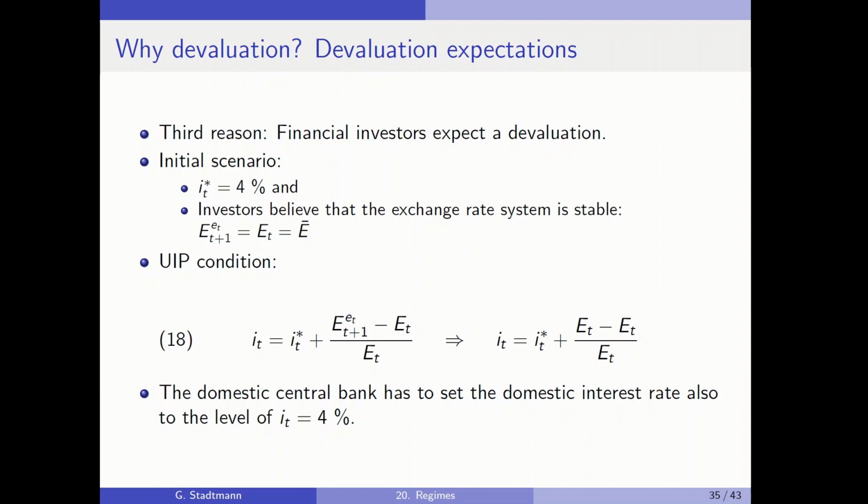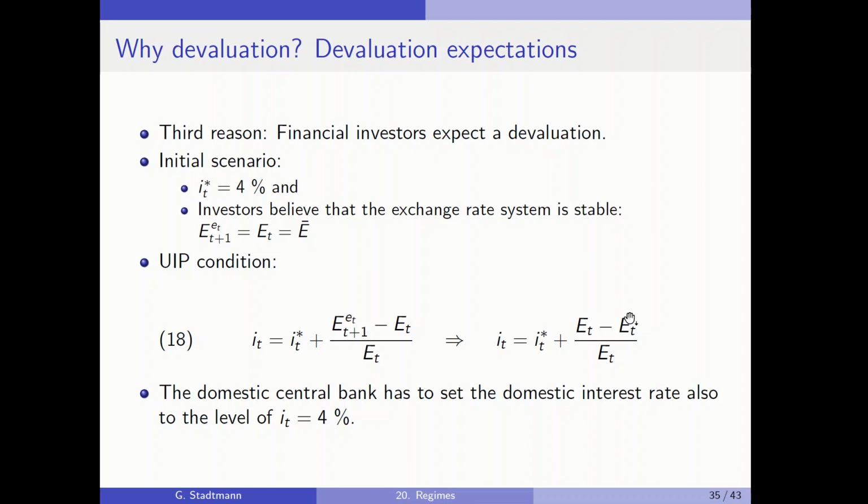So the foreign central bank has set the interest rate to the level of I star equal to 4%, due to the fact that the investors believe that the exchange rate system is stable. The investors do not expect a devaluation. The fraction in this UIP condition is equal to 0 and therefore does not matter. The domestic central bank also sets the interest rate to 4%.